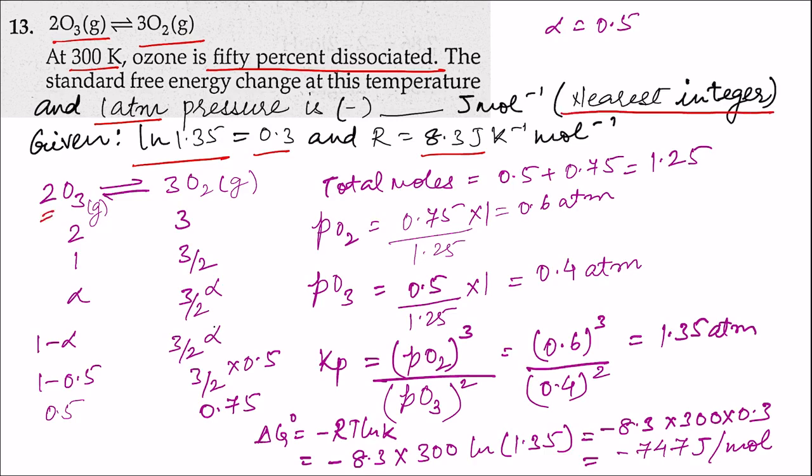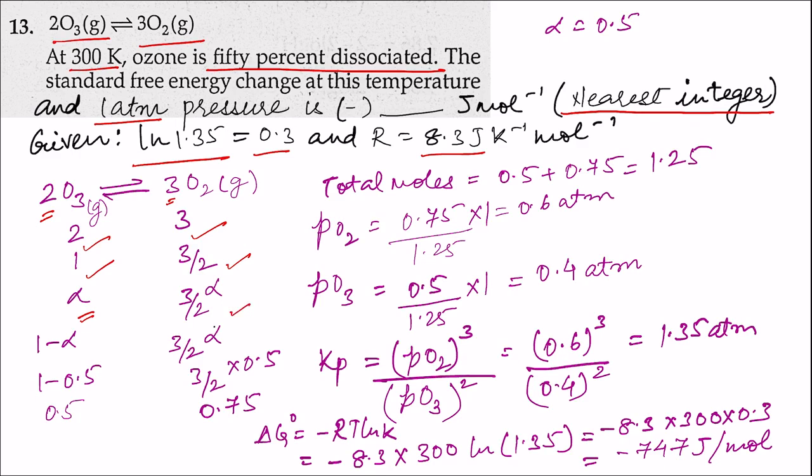2 moles of ozone change into 3 moles of oxygen. So 2 moles of ozone, 3 moles of oxygen. 1 mole of ozone will give 3/2 moles of oxygen. So if alpha moles of ozone is there, then 3/2 alpha moles of oxygen will be formed. Now alpha is the degree of dissociation.